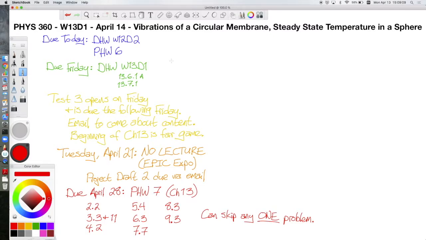On Friday, the daily homework for today is due, which is just two fairly short, fairly simple problems. Section 6, number 1, Part A only, and Section 7, number 1. We are covering Sections 6 and 7 out of Chapter 13 today.